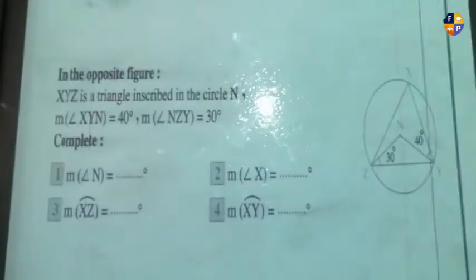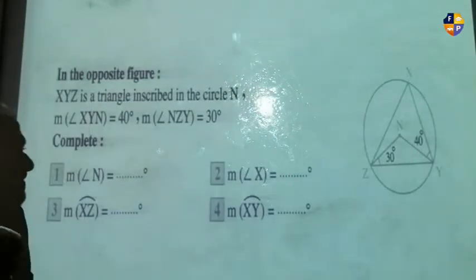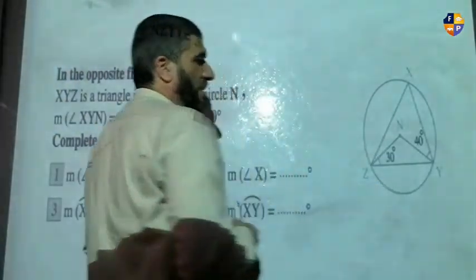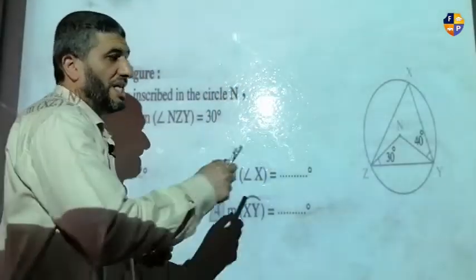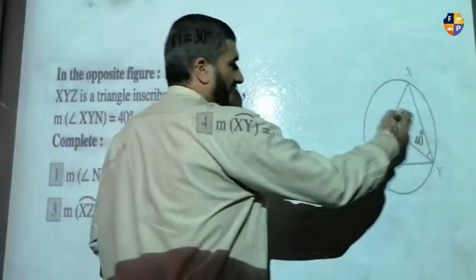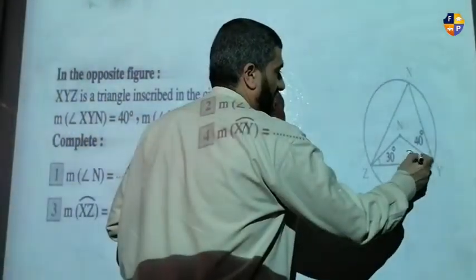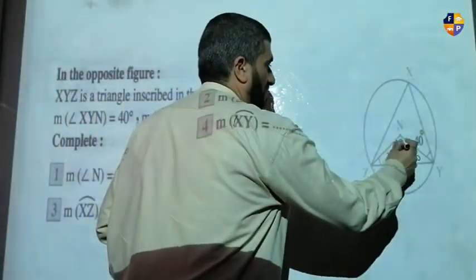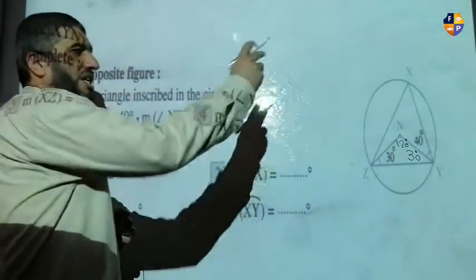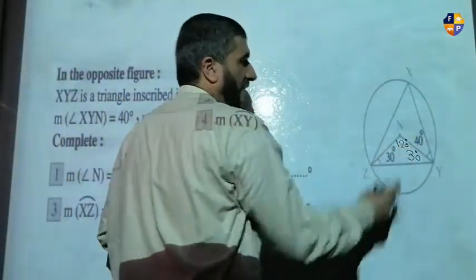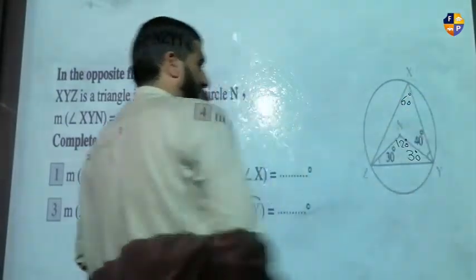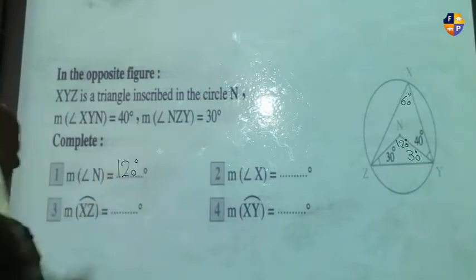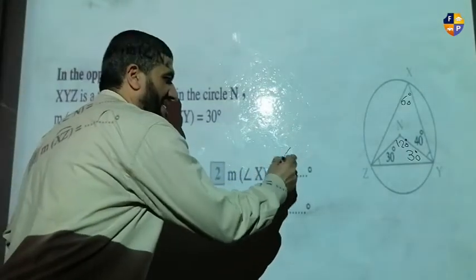Okay? In these figures, we can find the measure of X and the measure of N. How? The triangle NYZ is isosceles, YN equals NZ. Then the measure of angle NYZ equals 30 degrees. From 180, the measure of N equals 120 degrees. And the measure of X equals half the measure of N, which equals 60 degrees.